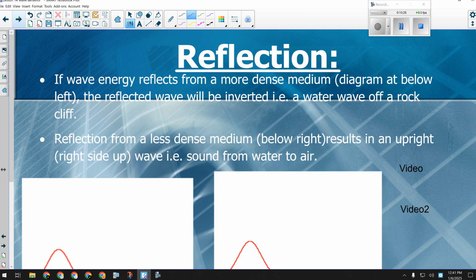And then reflection from a less dense medium, so going from something very dense where the wave is slow to something that is less dense where the wave will be faster, I won't get much reflection at all, and what reflection I get will actually be upright.